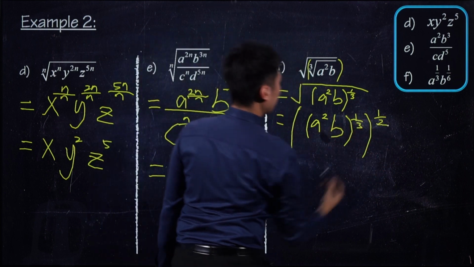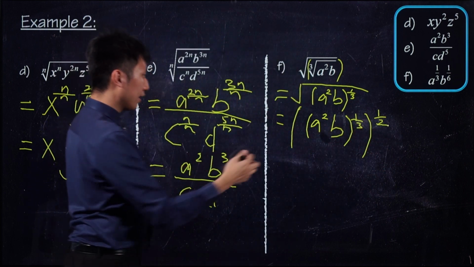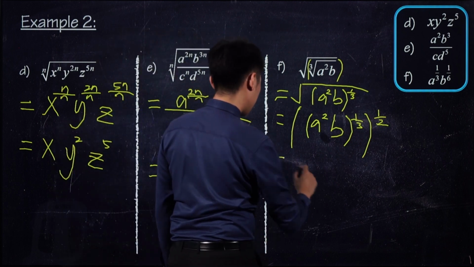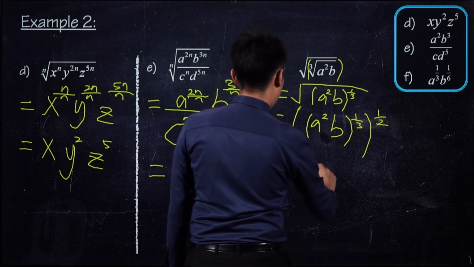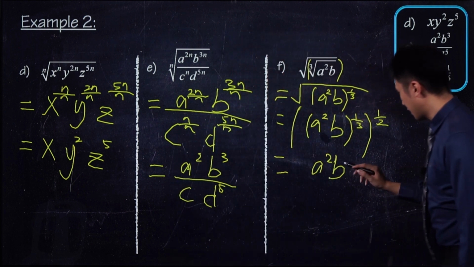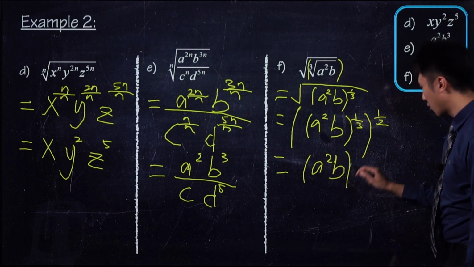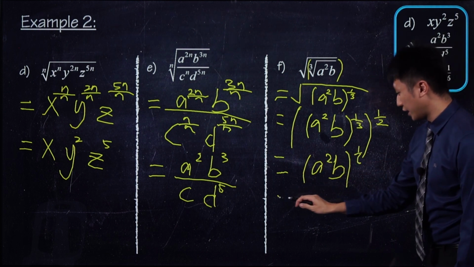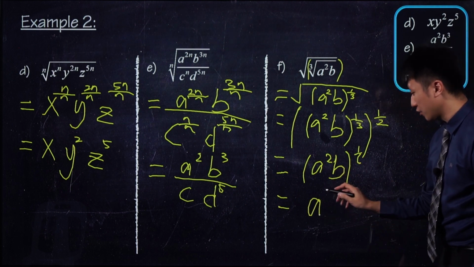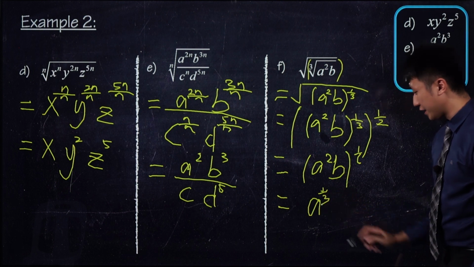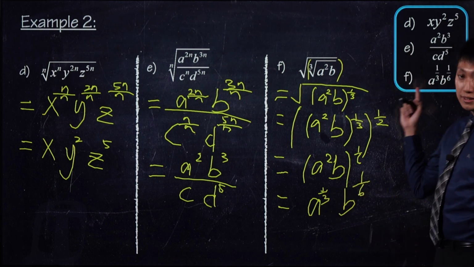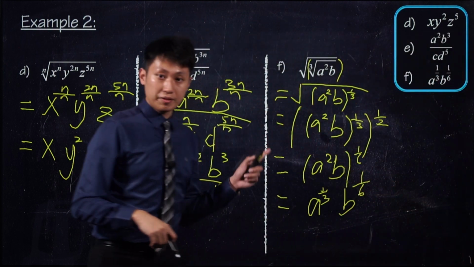Okay, so it's what? Power becomes 1 over 6. So it's gonna be a square, b, the whole thing, power 1 over 6. It gives me a 2 over 6, which is 1 over 3. A 1 over 3, I can write cube root actually, then b 1 over 6. Okay, my answer. Not very difficult, right?